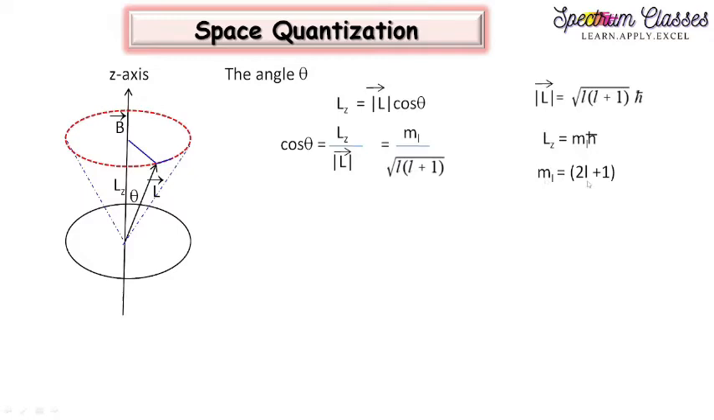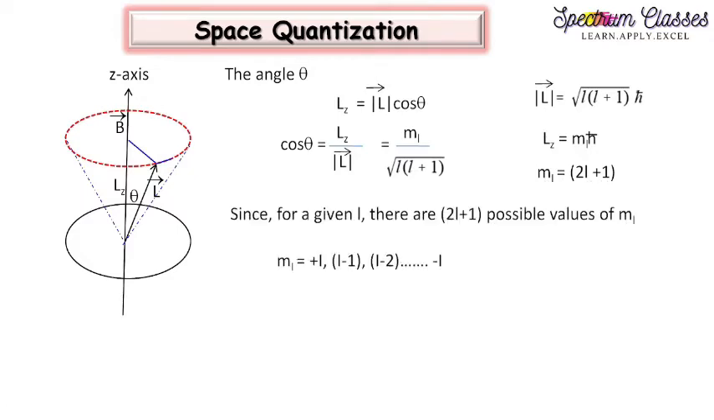So ml is having 2l plus 1 values. Now you can see how these values are possible. ml is having values from plus L to minus L including 0. You can also relate this relationship with the p orbital. So we are having plus 1, 0 and minus 1. For p orbital we are having L equal to 1, and here we are having plus 1, 0 and minus 1, plus L to minus L including 0.